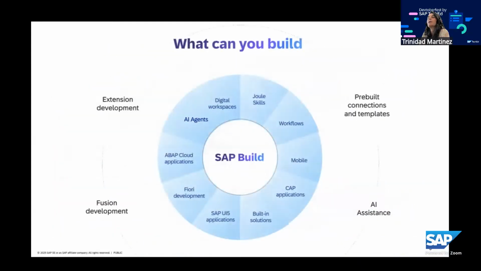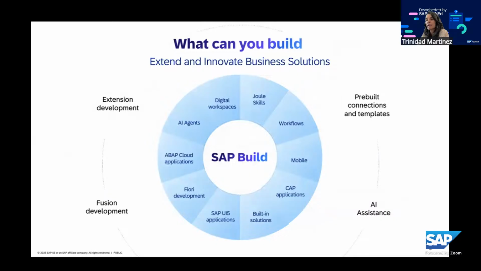So now that we understand the difference between skills and agents, let's see how we can build them. SAP Build allows us to develop a variety of BTP extensions, including CAP, RAP, Fiori, and SAP UI5 applications. You can also build business workflows and mobile applications with SAP Build. And SAP Build now will let you create SAP Joule skills and soon agents as well with its tools.